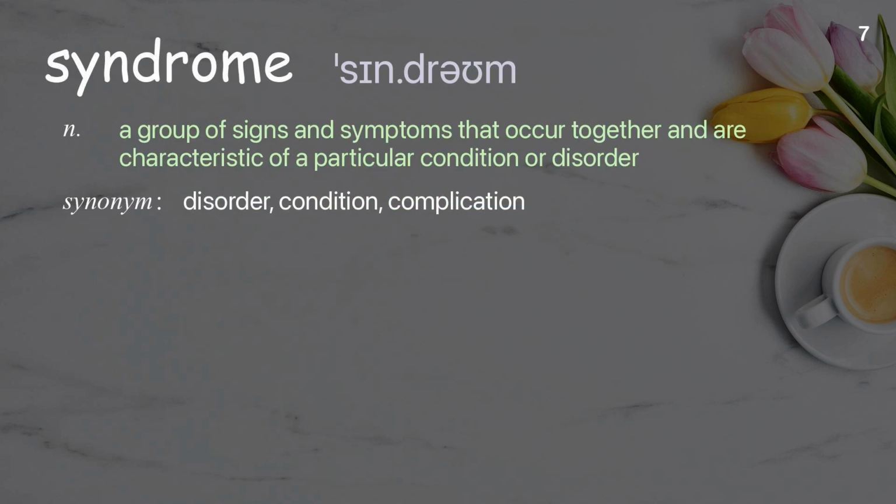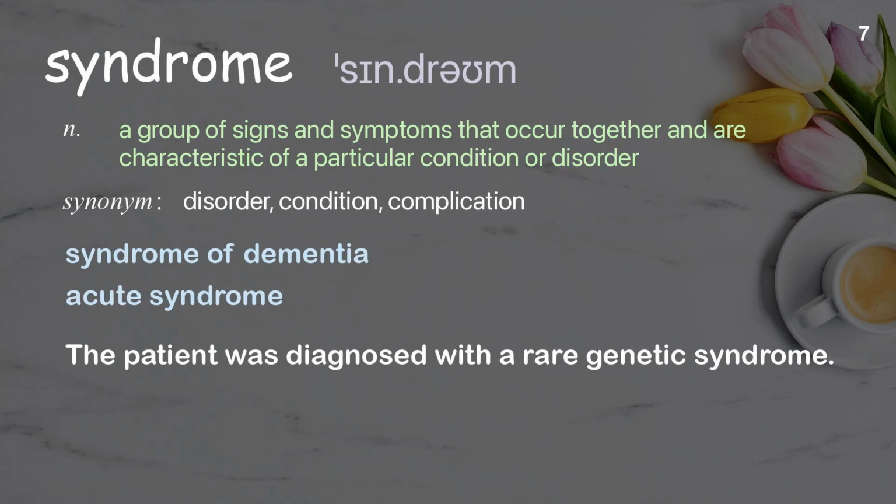Syndrome. A group of signs and symptoms that occur together and are characteristic of a particular condition or disorder. Examples: Syndrome of dementia. Acute syndrome. The patient was diagnosed with a rare genetic syndrome.